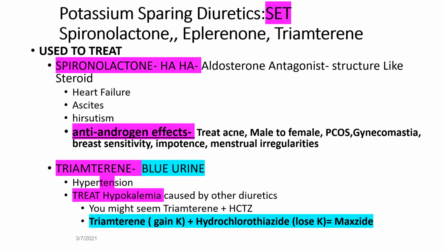Then the next drug, which is triamterene. Triamterene, important point, is blue urine. Blue urine might be seen with this drug. It is used to treat hypertension and it treats hypokalemia caused by other diuretics. Okay, so basically triamterene can be given with hydrochlorothiazide.